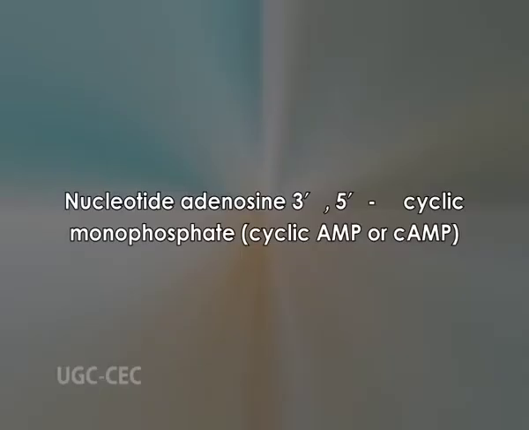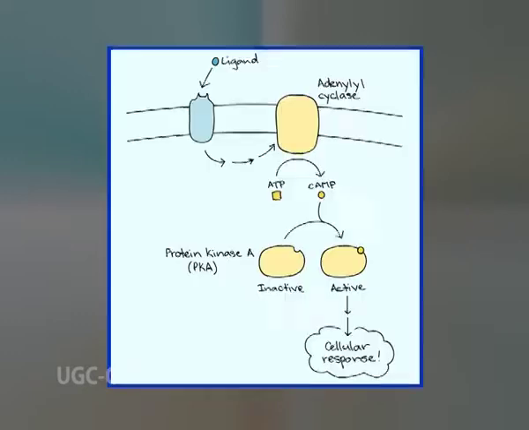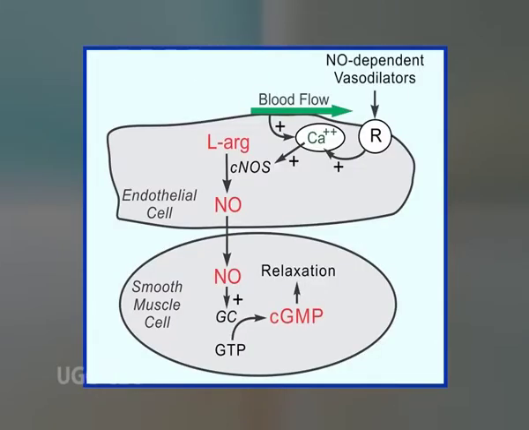One of the most common second messengers is the nucleotide adenosine 3',5'-cyclic monophosphate, also known as cyclic AMP. Cyclic AMP serves regulatory functions in virtually every cell outside the plant world. Guanosine 3',5'-cyclic monophosphate or cyclic GMP occurs in many cells and also has regulatory functions.